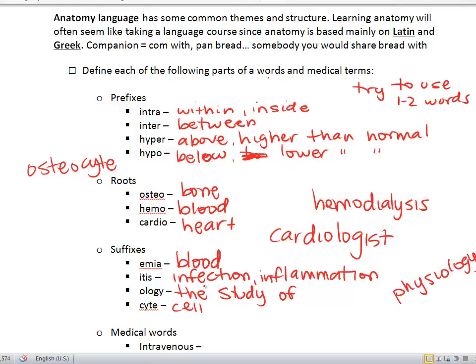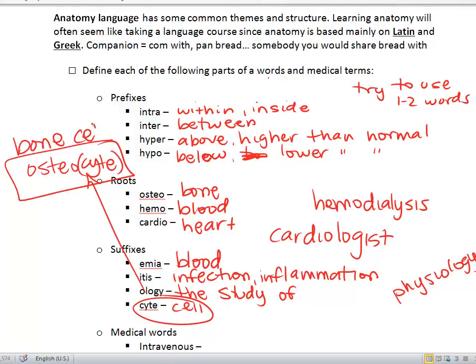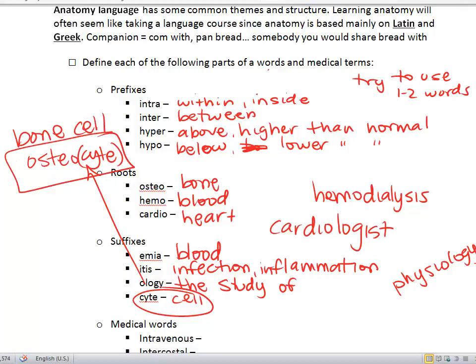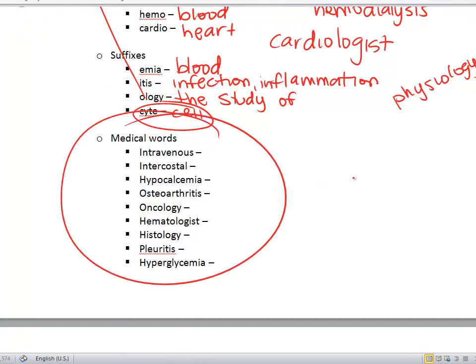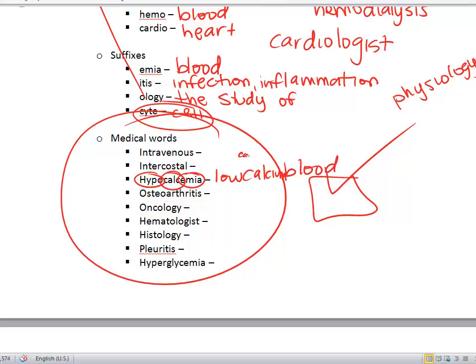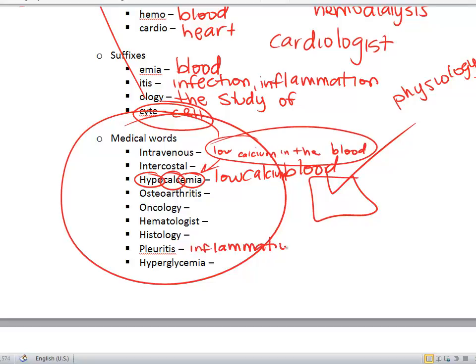The suffix site, we're going to see that a lot, especially next lab, means cell. So osteo means bone and site means cell, so an osteocyte is a bone cell. And you can put a lot of these together and create fancy words. Hypocalcemia: hypo means low, emia means blood, and calc refers to calcium. So that's low blood calcium, or low calcium in the blood.